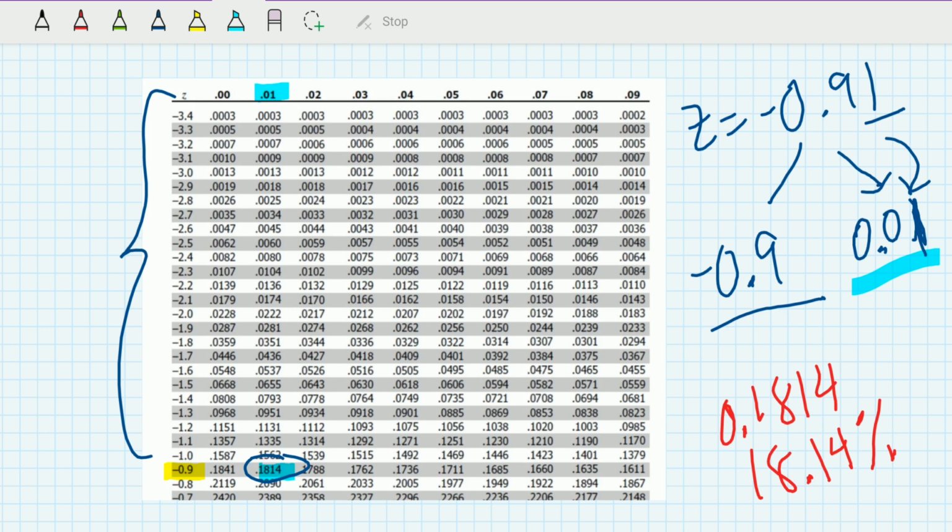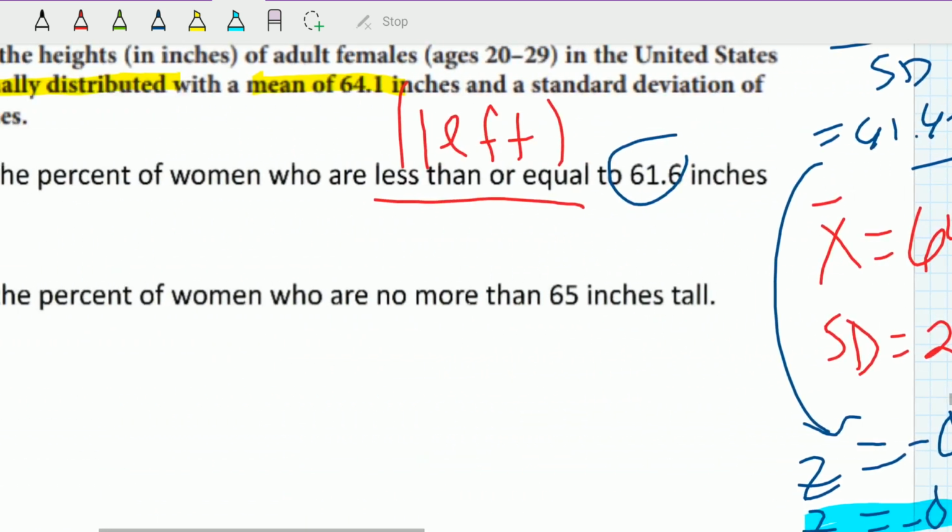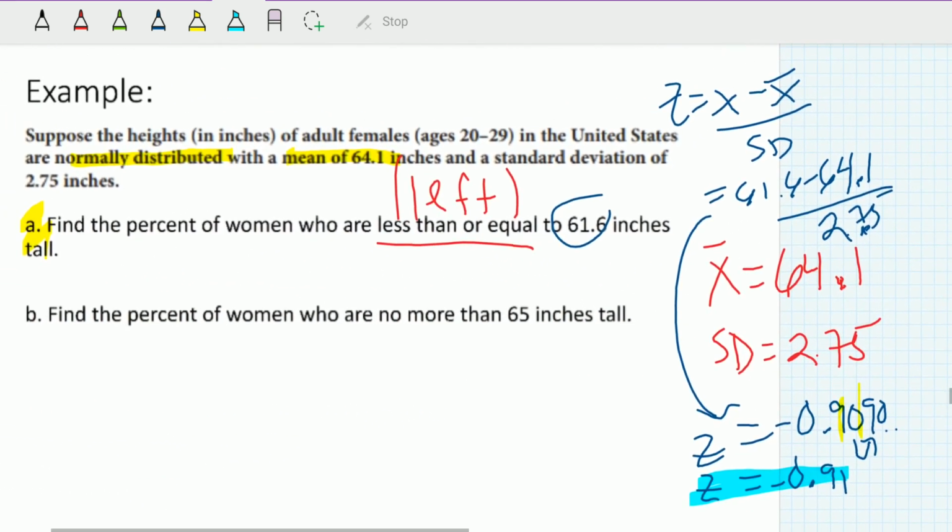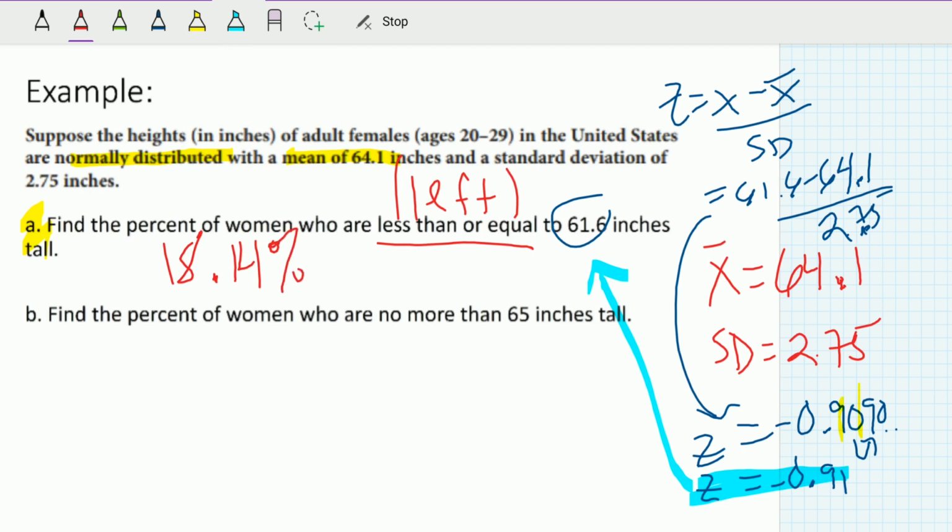And it makes sense, just because you're on the left side, you're going away from the mean, so obviously the percentage is way less. Okay, 18.14%. So that's the answer. Remember, think about that. All right, so find the percent of women who are less than or equal to this z-score, because remember, instead of using the actual raw data, we're going to use a z-score now. So it's to the left because it's less than. So the answer that we had before, the 18.14%, makes sense. And so there you go.